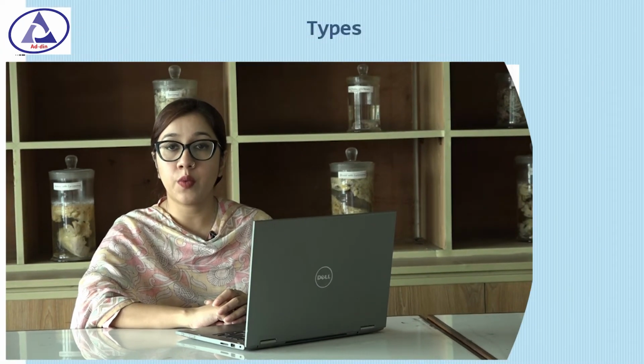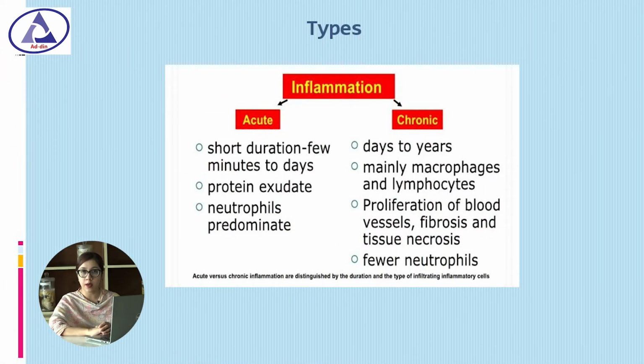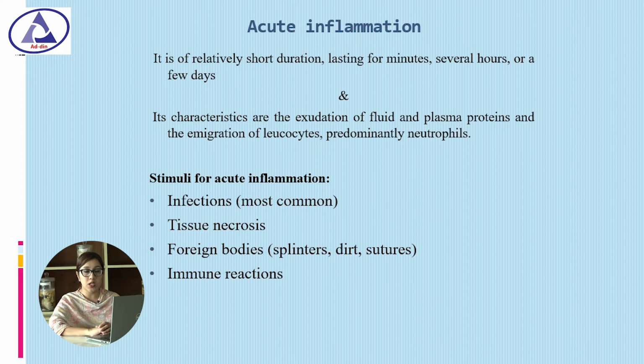Today I'll be continuing my previous lecture. As we know, inflammation is of two types: one is acute inflammation and the second one is chronic inflammation. Acute inflammation is of relatively short duration, lasting for minutes, several hours, or a few days, and its characteristics are the exudation of fluid and plasma protein and the immigration of leukocytes, which is predominantly neutrophil.